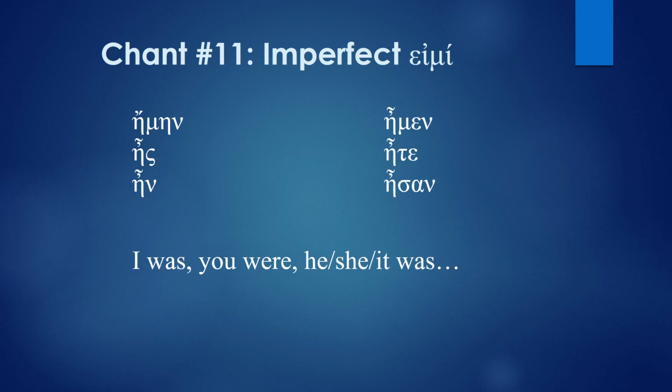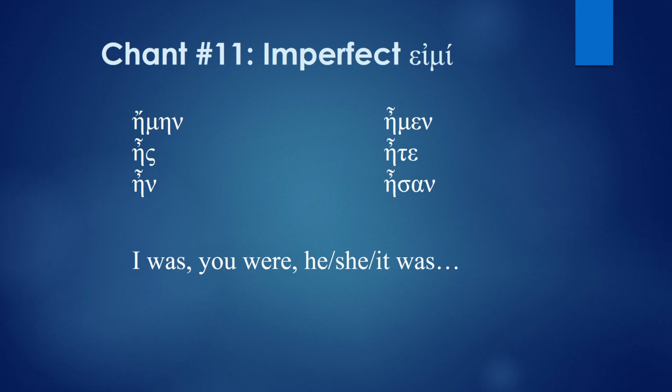Chant number 11, the imperfect active indicative verb of eimi. Emein, first person singular, I was. Ace, second person singular, you were. Ein, third person singular, he, she, it was.